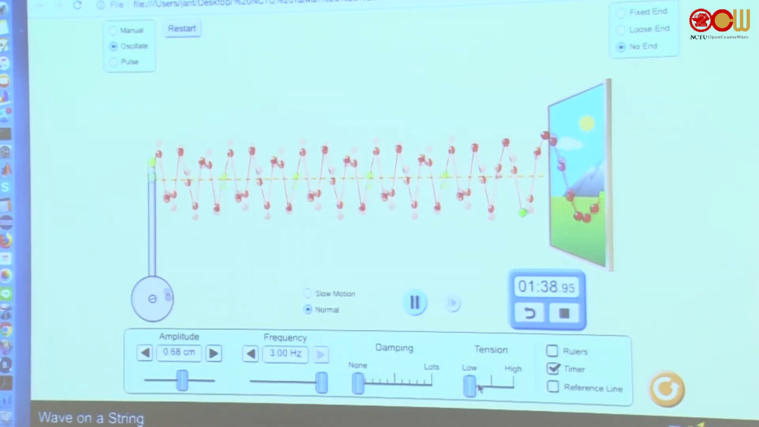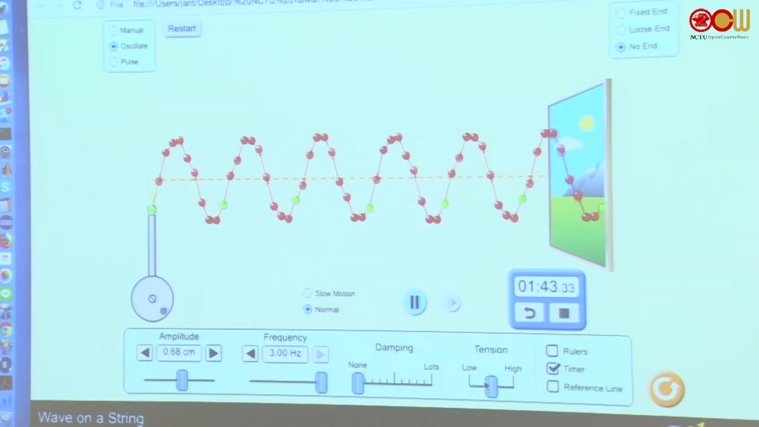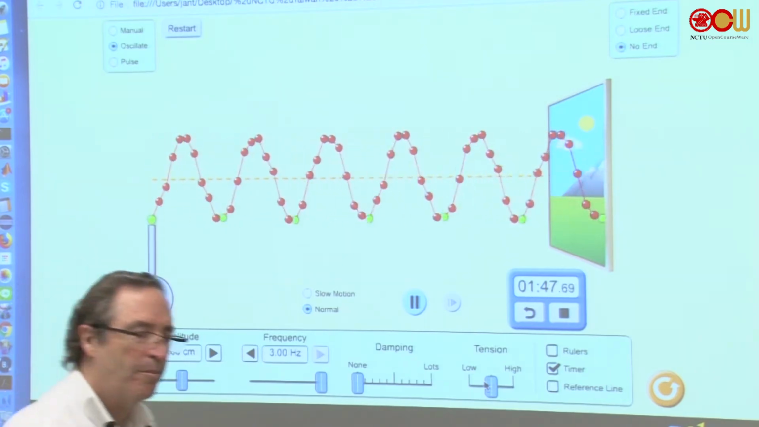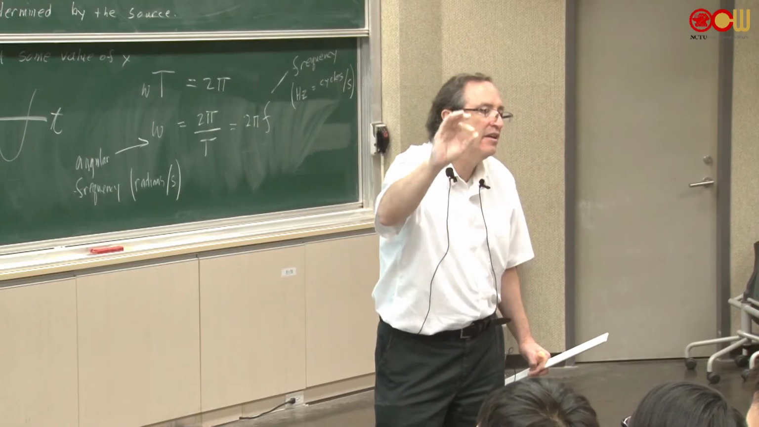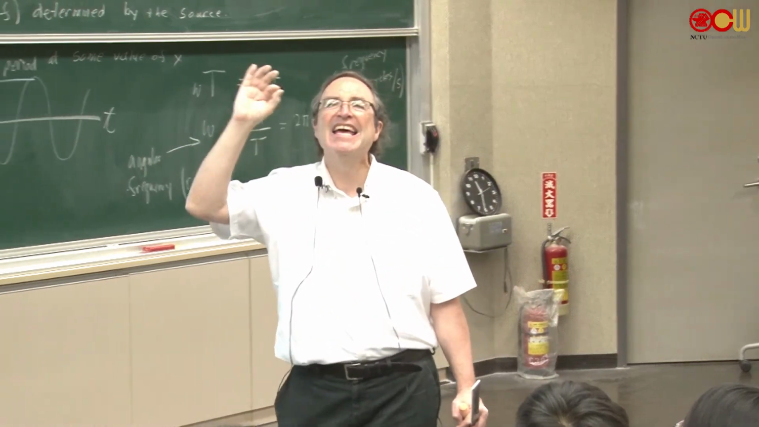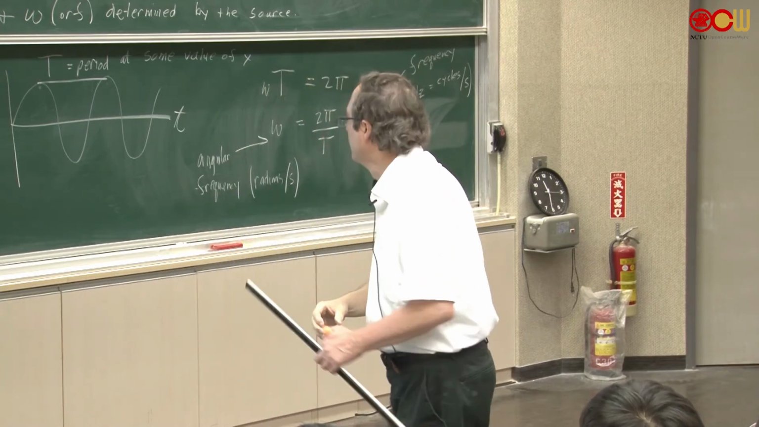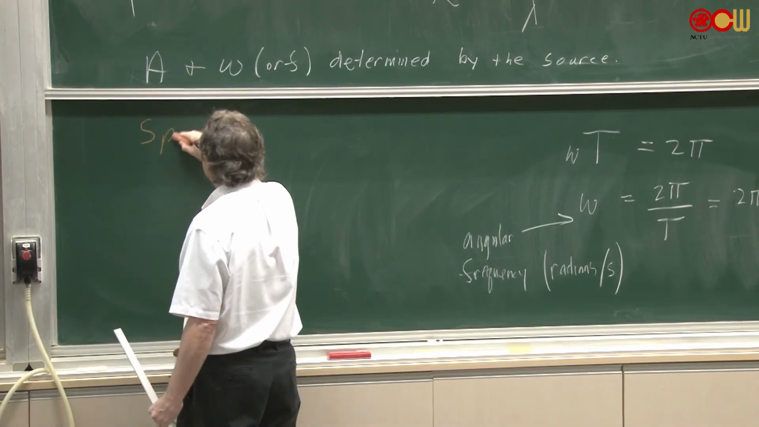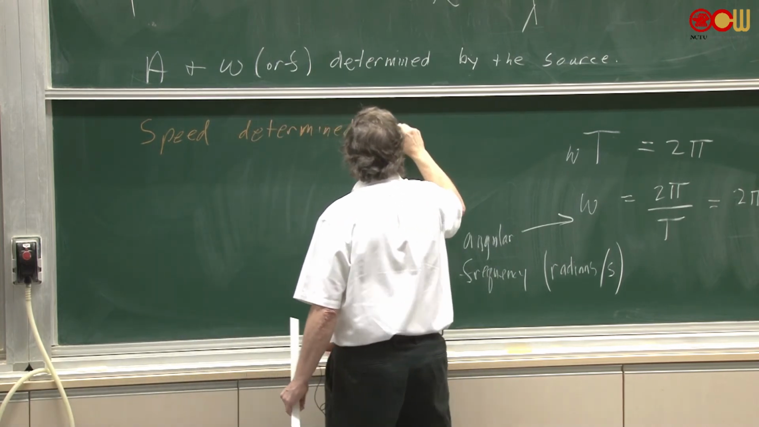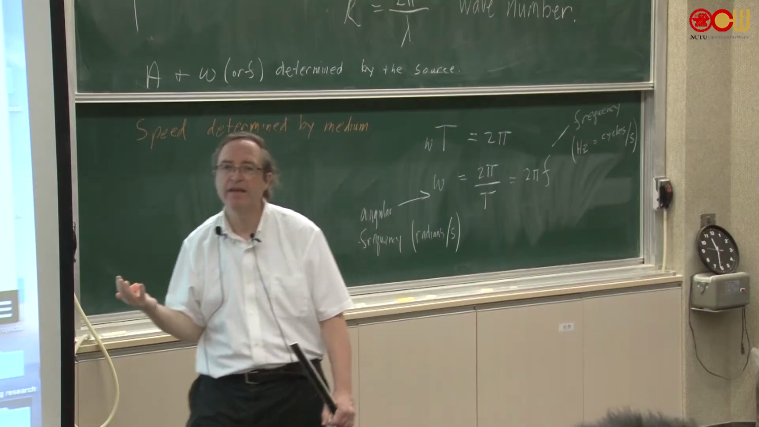That's really too small. All right? That looks nicer. All right? I'll say in a minute a little more about that. The velocity or the speed of the wave is determined by the medium in which the wave exists. Speed determined by medium. All right, so there are various properties of the medium.